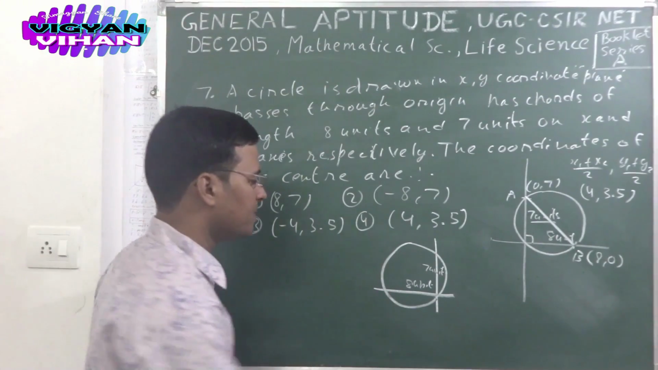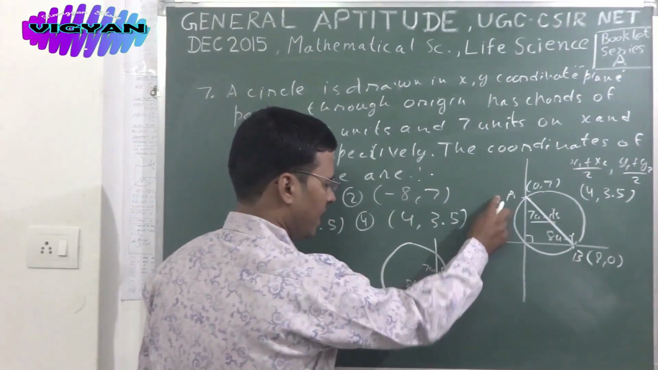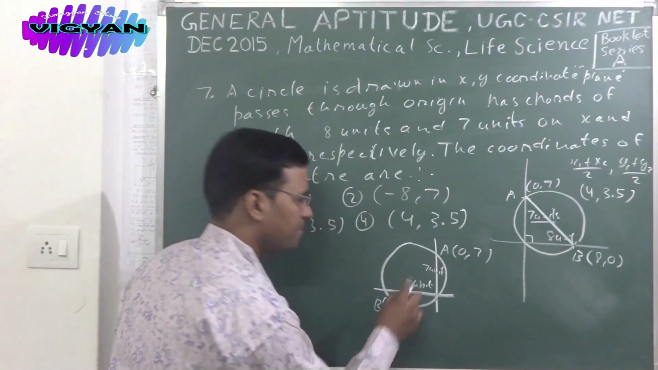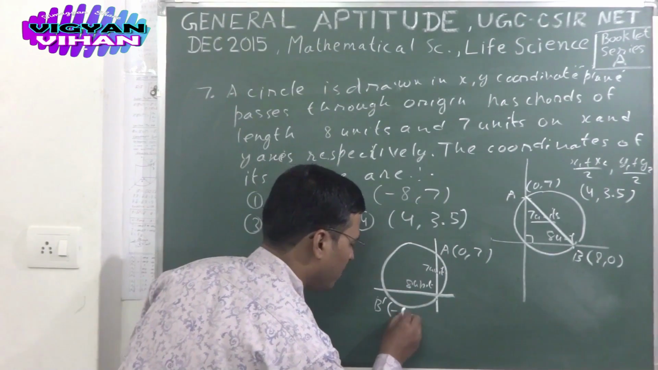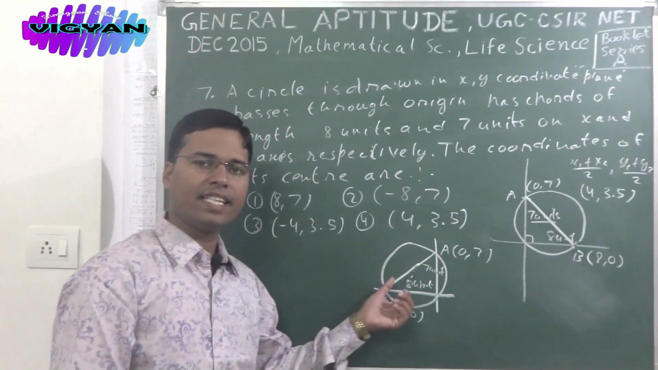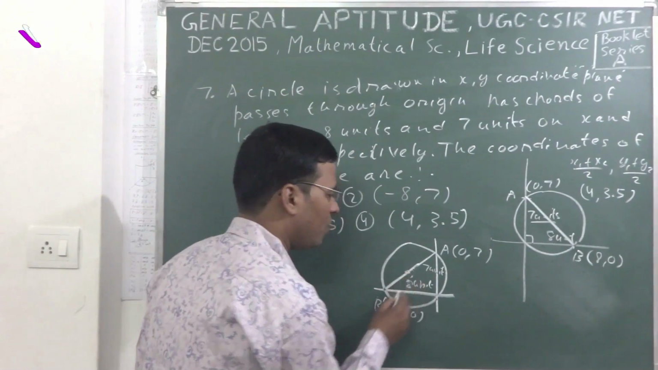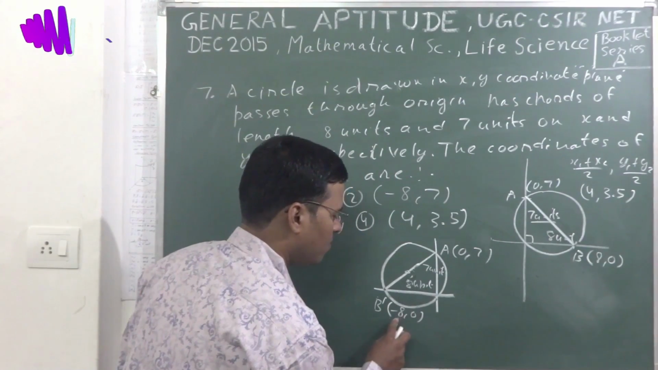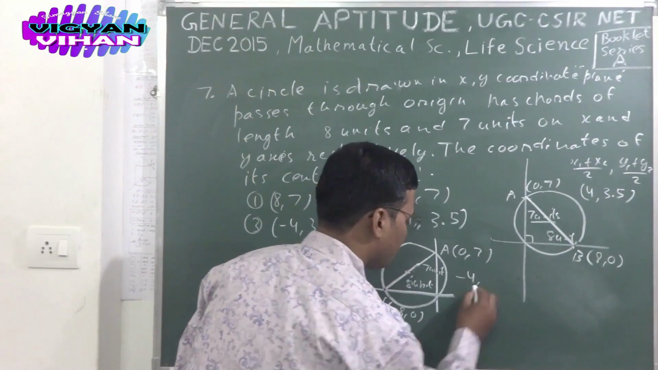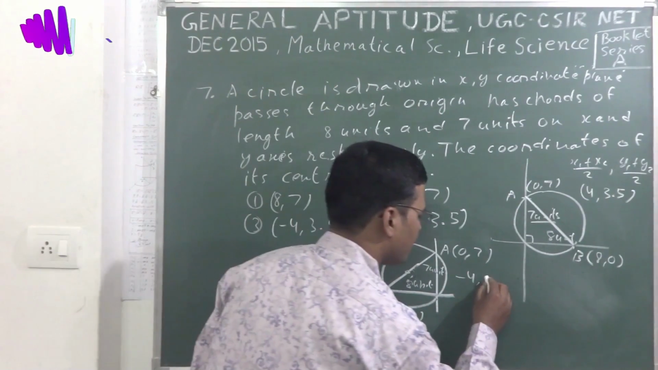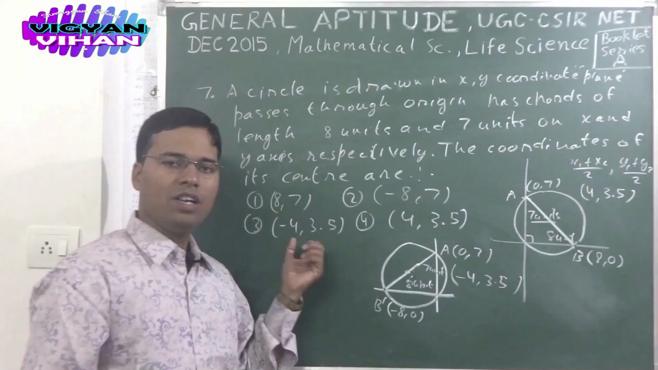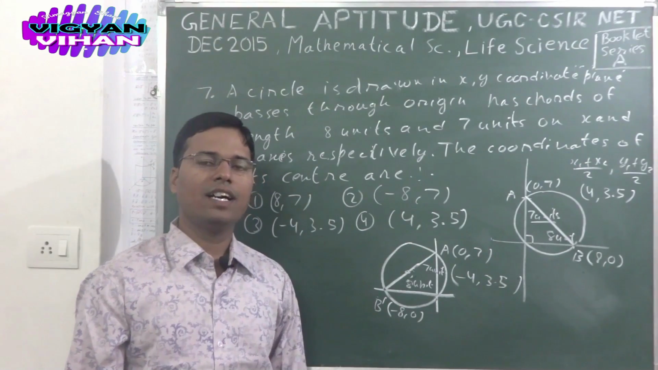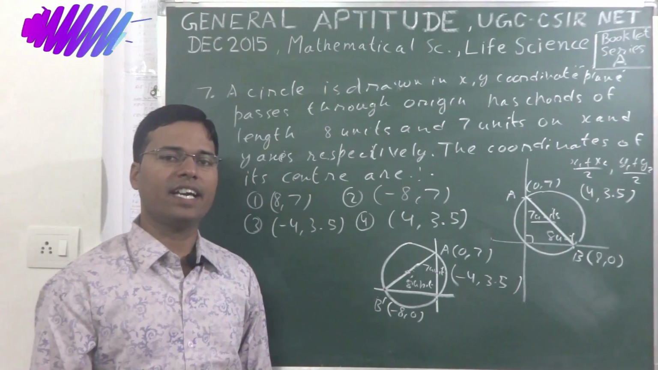As given in the problem, in that condition, the point A is the same, 0, 7, but the other point is B dash, which will now be -8, 0. These are the end points of the diameter. The midpoint of this diameter AB dash will now be -8 by 2, that is -4, and 7 plus 0 by 2, that will be 3.5. So options 3 and 4 may be correct according to the answer key of UGC-CSIR.